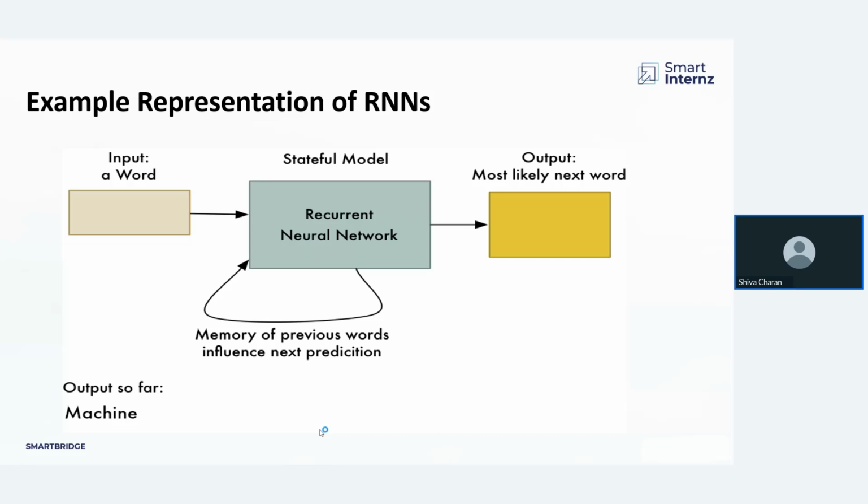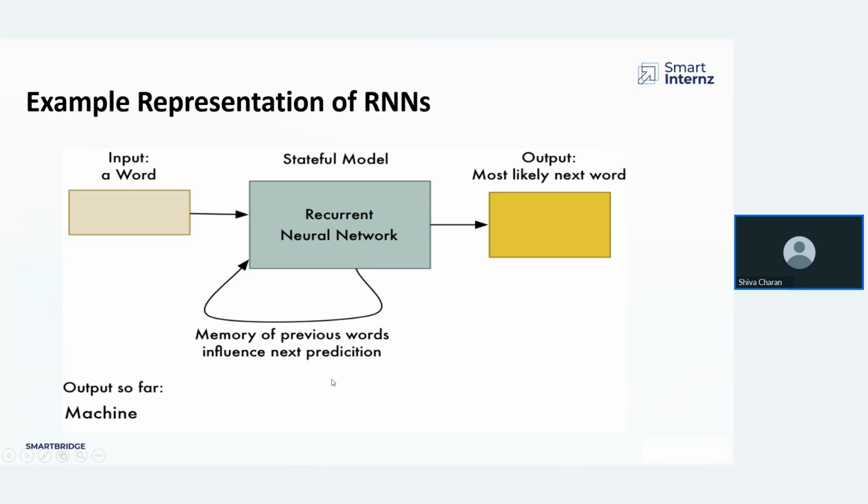So what is that stateful model? It is a recurrent neural network model. Correct. And what is it doing? It is storing that particular word in the memory, and it is using it for predicting the next word. Correct. It is the memory of the previous word influencing the next prediction.